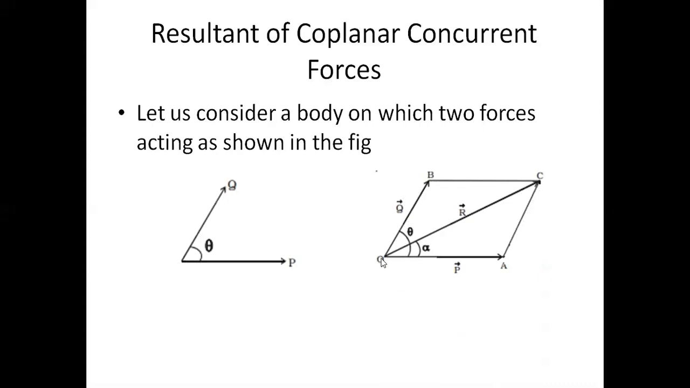And similarly, we have to draw a similar vector, a vector parallel to Q, from point A. Then this completes a parallelogram. When we complete this parallelogram, the diagonal passing through the point of concurrency will give the resultant force.